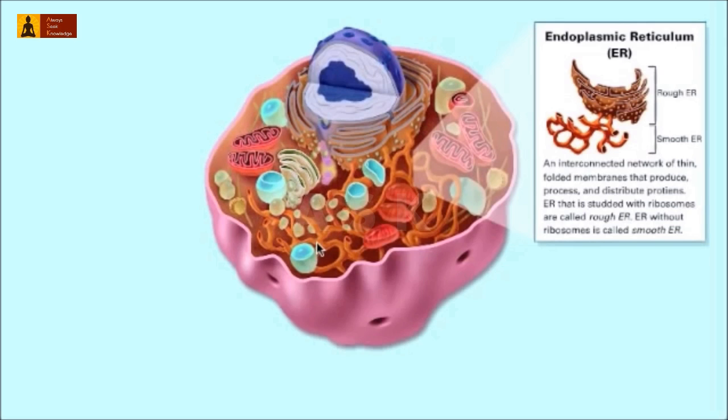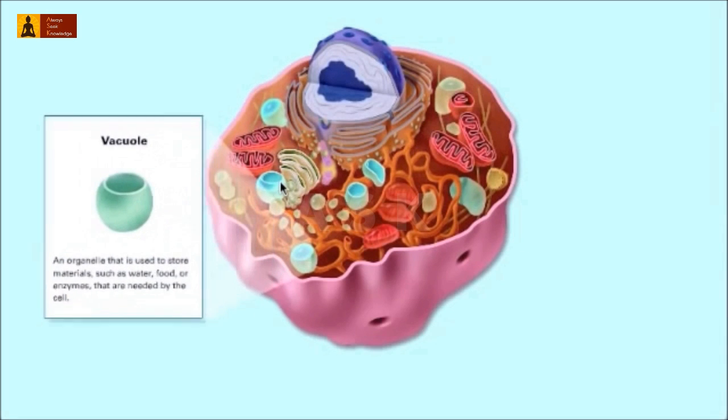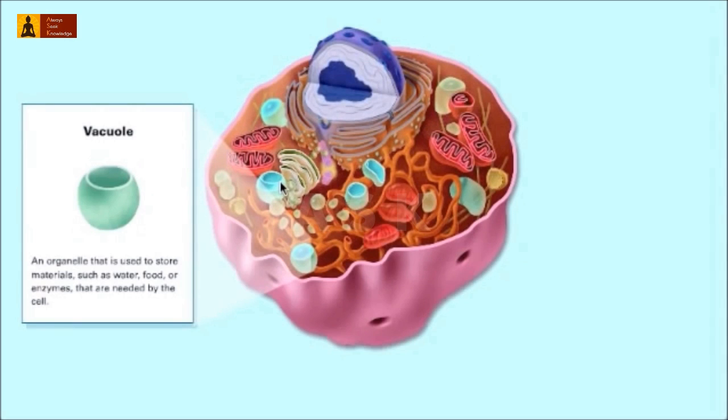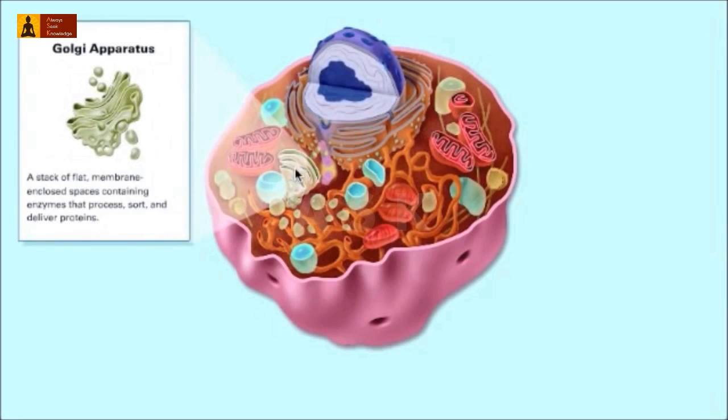Now let's move on to the vacuole. A vacuole is an organelle that is used to store materials such as water, food, or enzymes that are needed by the cell. Now the Golgi apparatus, a stack of flat membrane-enclosed sacs containing enzymes that processes, sorts, and delivers protein.